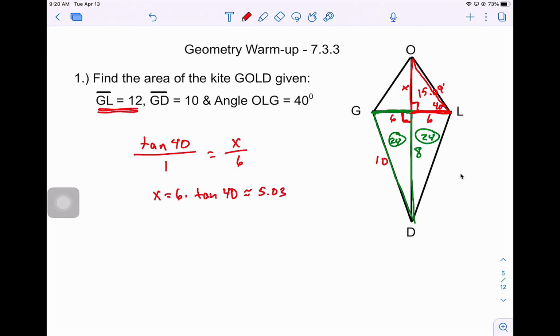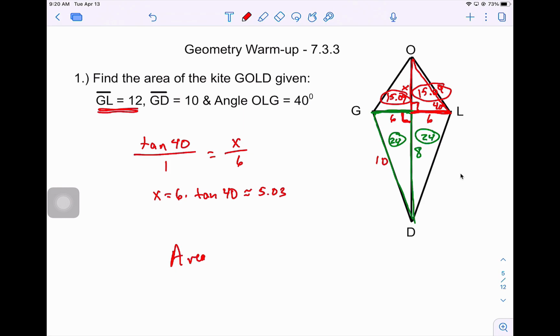15.09 is what you should get for that triangle, which means that's the exact same area for the other one, 15.09. Okay? And now you've got the four areas. All you have left to do is put it all together.